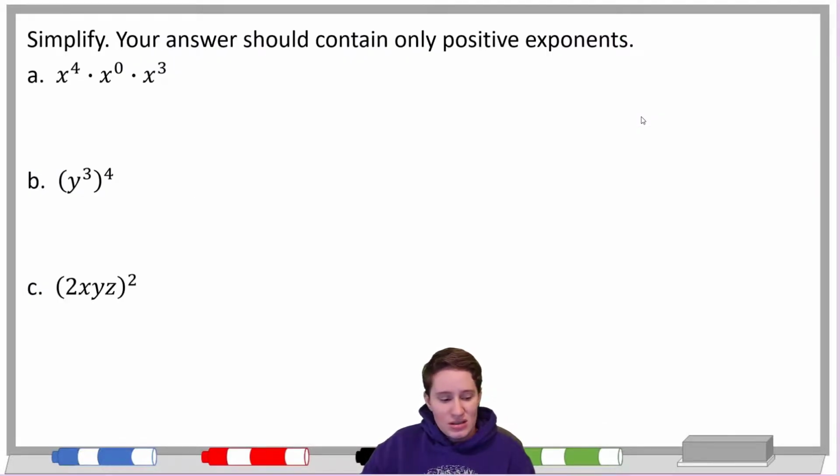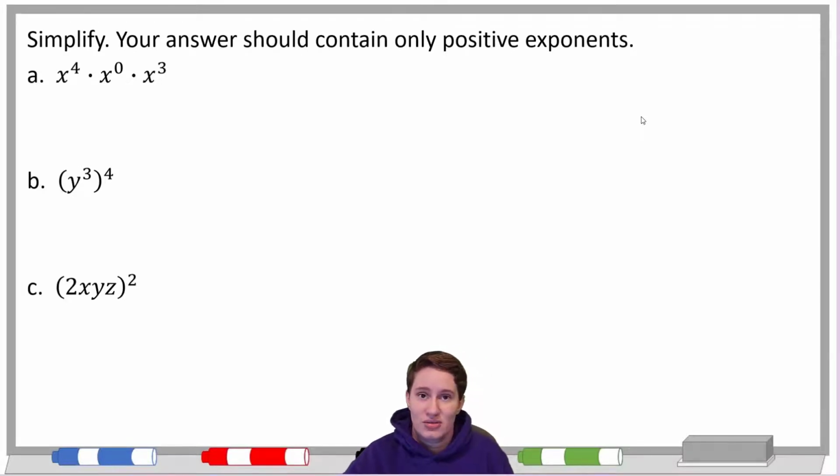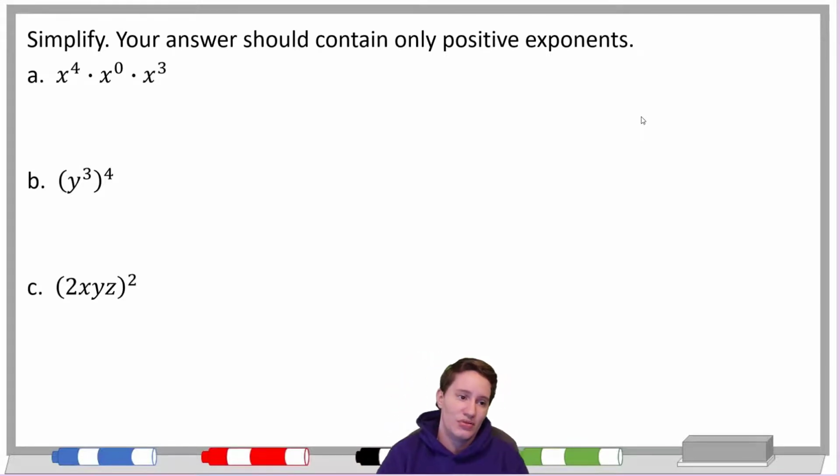Usually instructions in this sort of section say simplify. Your answer should contain only positive exponents. And so we did talk about negative exponents earlier. So this is just a way for us to basically come up with the same answer without introducing the idea that, well, you could have an answer that has negative exponents and mine might not, and they could be the same thing, but they look different, that kind of thing. So let's see. A says simplify.